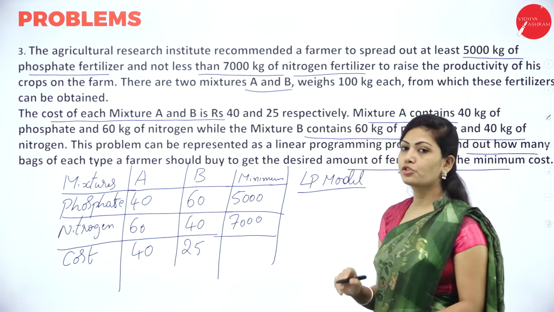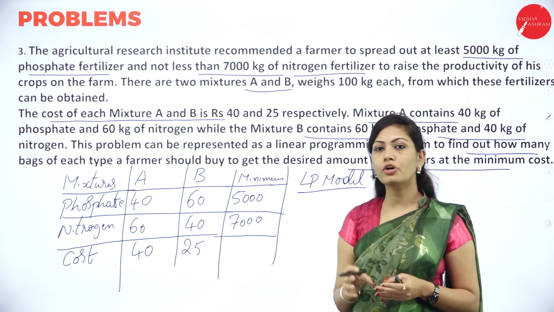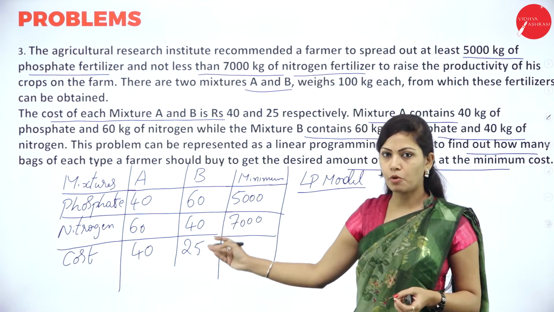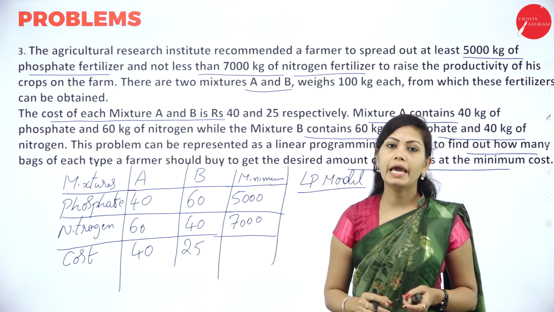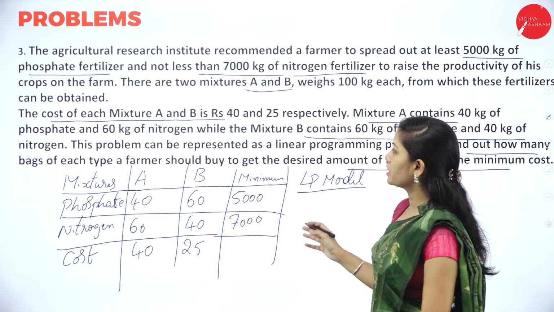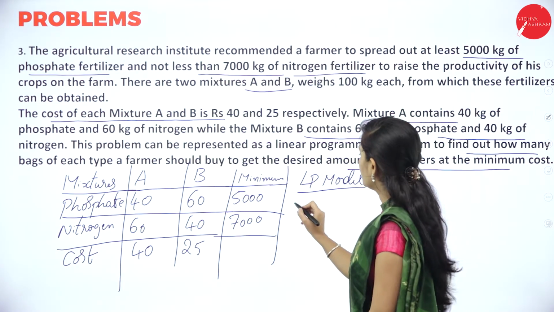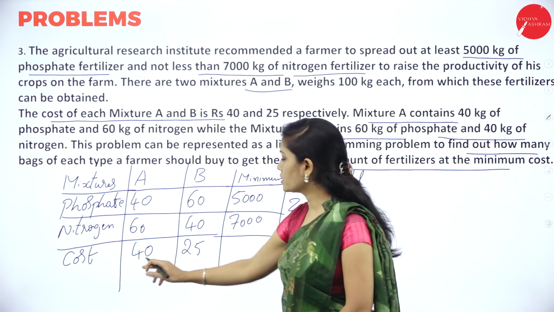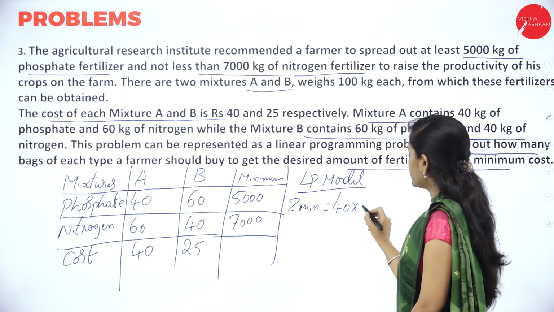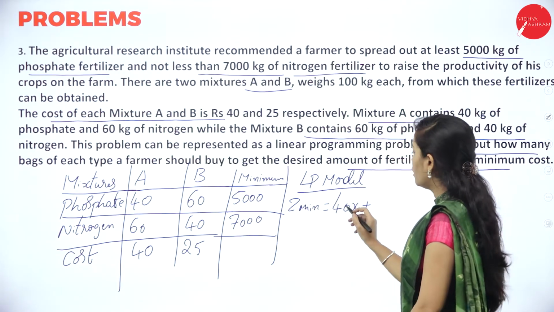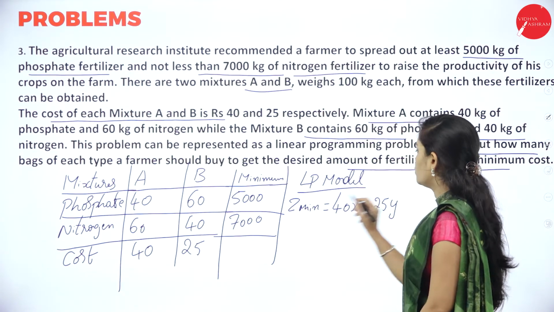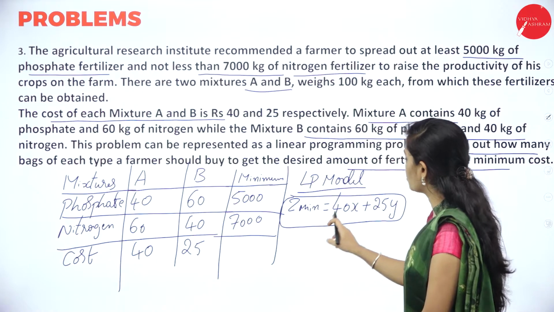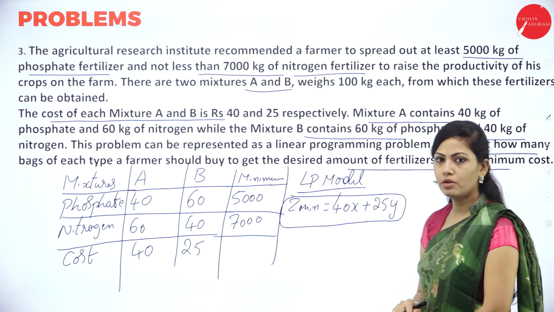So what is the first step? First you have to check whether it is a minimization or maximization problem. Then you can write the mathematical model and use the LP model method. This problem is a minimization problem. So Zmin is equal to 40x plus 25y, taking two decision variables x and y. This is my objective function.